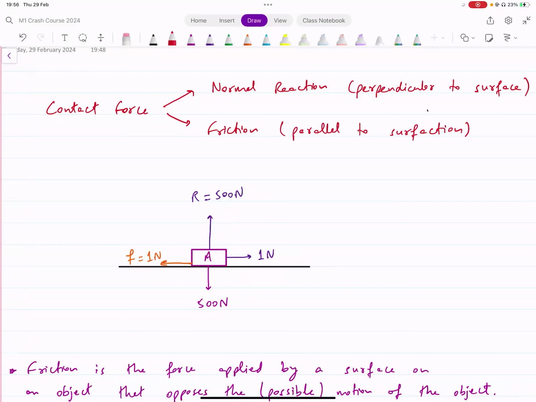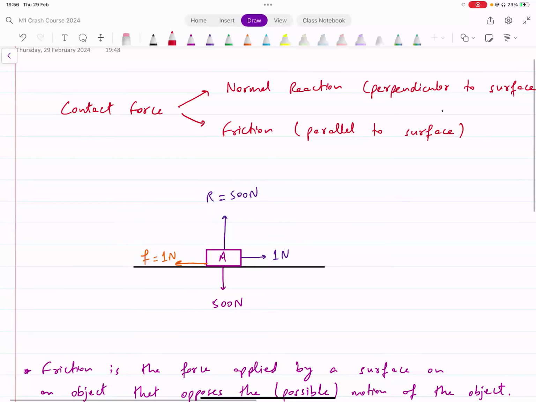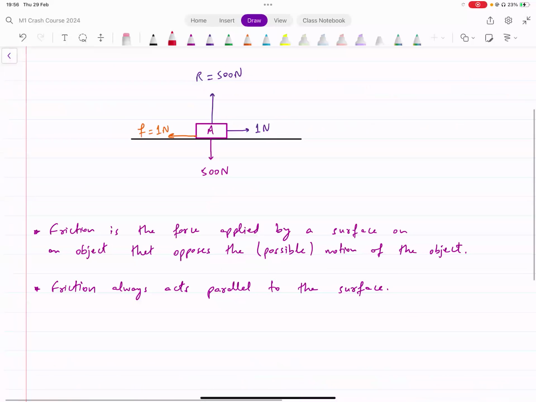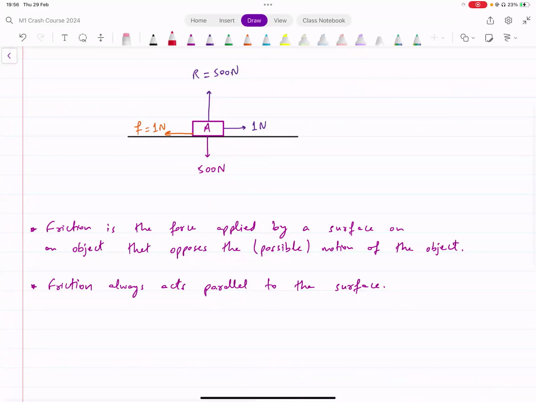Friction acts parallel to the surface. What am I writing? Parallel to the surface. These are two types of contact forces: friction and normal reaction. So that's what the concept of friction is.